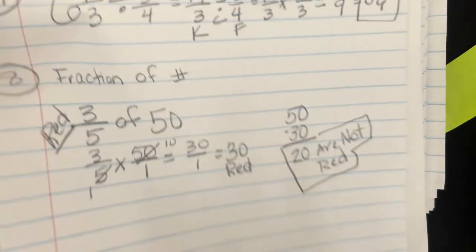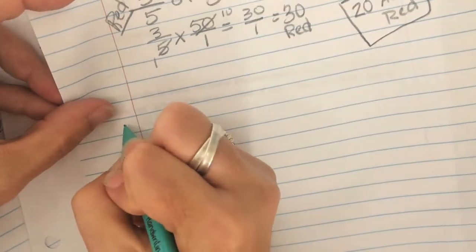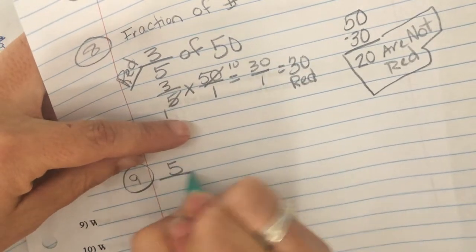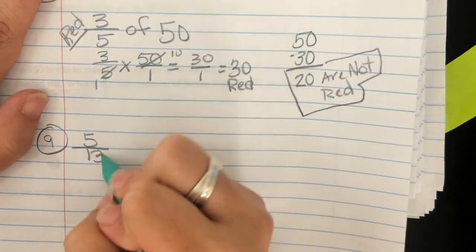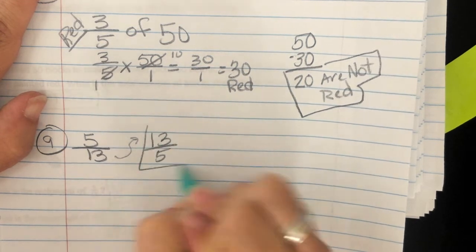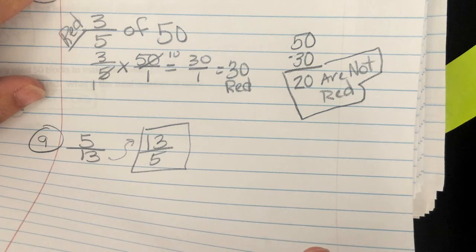Okay, 9 and 10, the reciprocal. On 9, the reciprocal of 5/13, all reciprocal means is flip it over. So the reciprocal is 13/5. Easy as that. Don't simplify, just leave it that way.